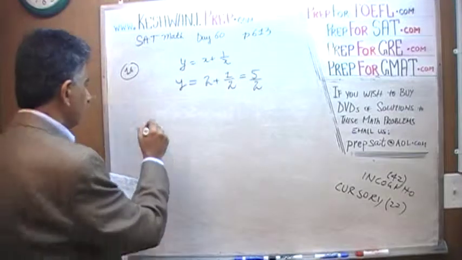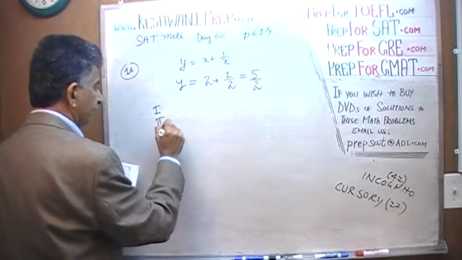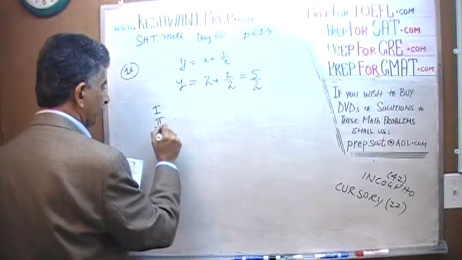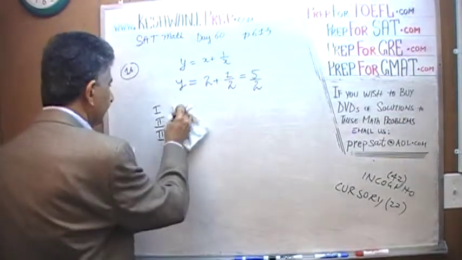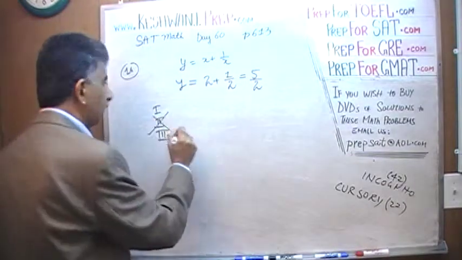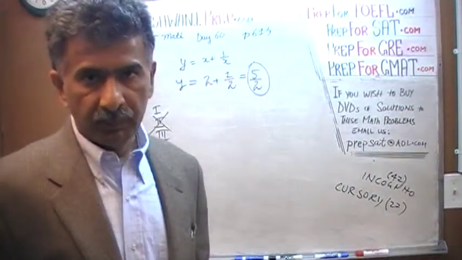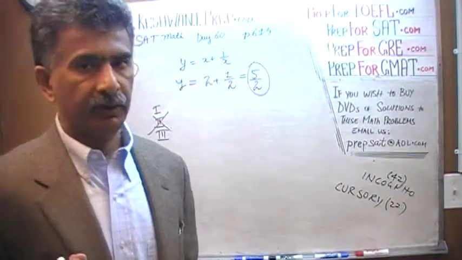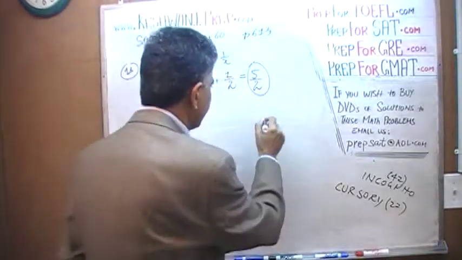The second statement tells us that y is an integer. Second statement is false. Y clearly is not an integer because y is 5 over 2. So the correct answer, whatever it is, cannot have Roman numeral 2 in it. If you find an answer choice with Roman numeral 2 in it, we can kill it.